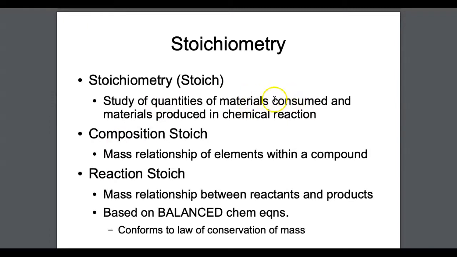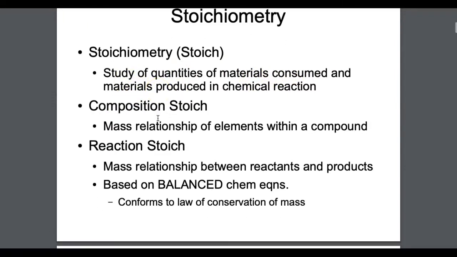So this would be the reactants, and the materials produced. This would be the products. Composition stoich deals with the relationship, so the ratios or the mass relationship of elements within a particular compound. Kind of related to the percent composition that we did previously, but we're going to use values, not percentages for that.